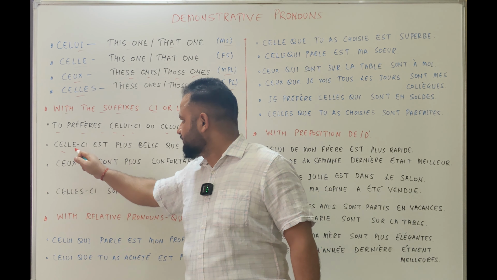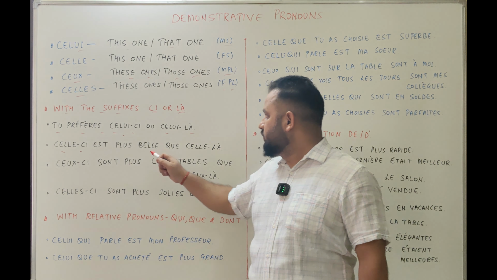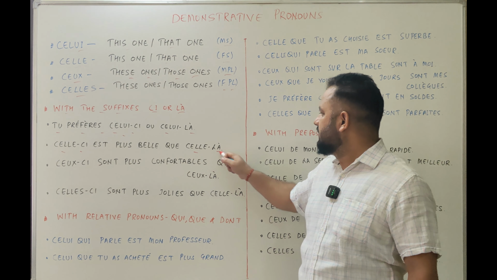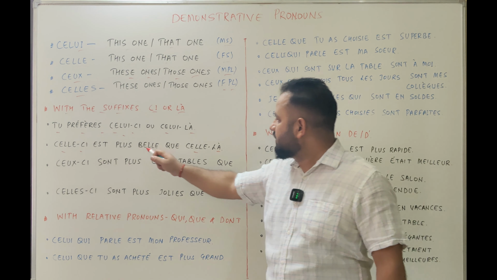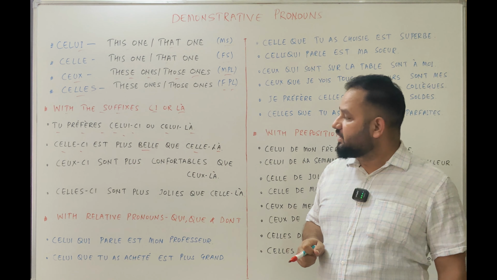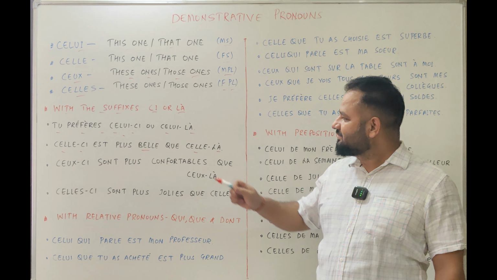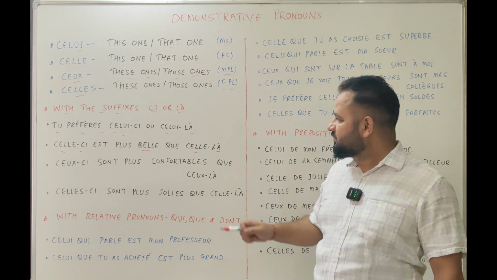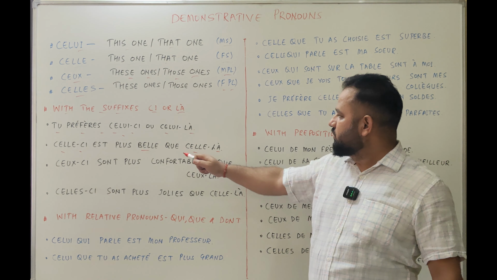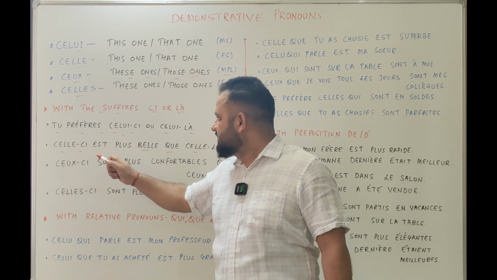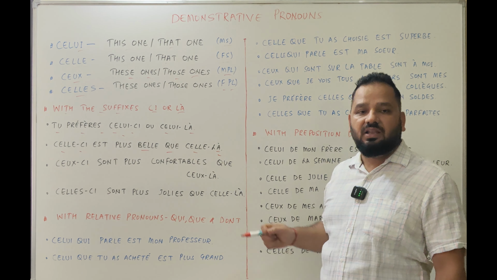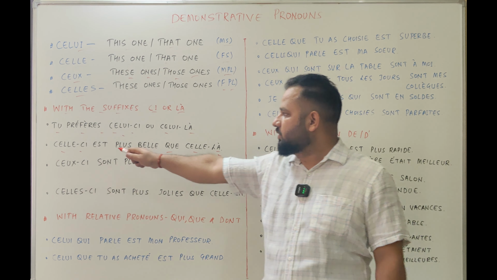Then feminine. Celle-ci est plus belle que celle-là. What is belle? Beautiful. This one is more beautiful than that one. Celle-ci est plus belle que celle-là. So here we are talking about feminine.